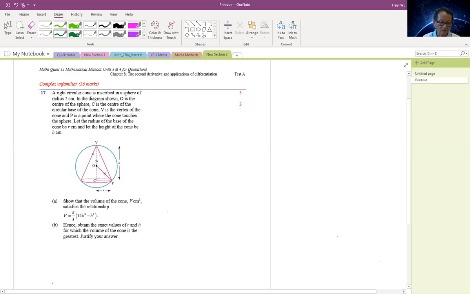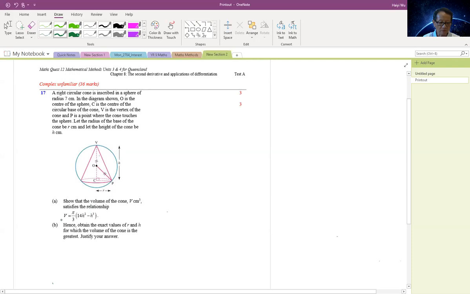This is the cone, the pink color. It is inscribed in a sphere with a radius of 7 centimeters. So we have a measurement of 7, the height of the cone is h, and the base radius of the cone is r.